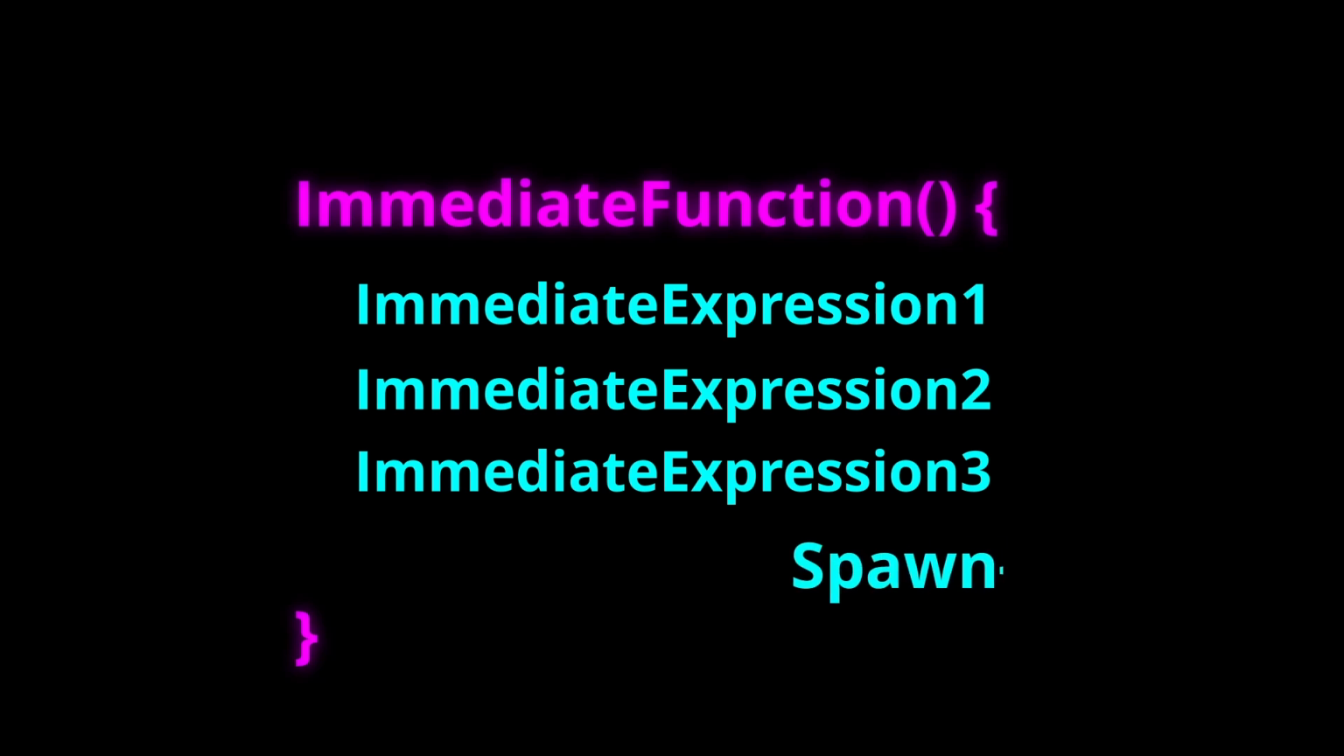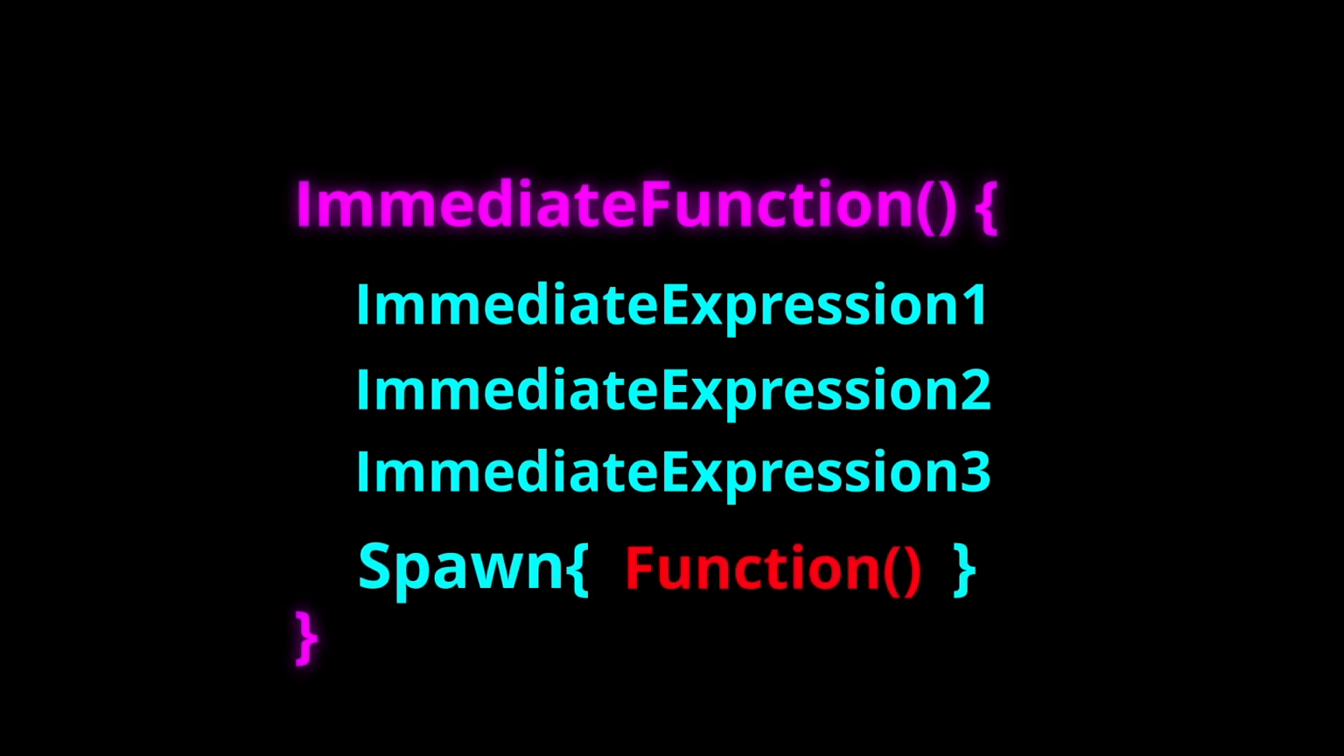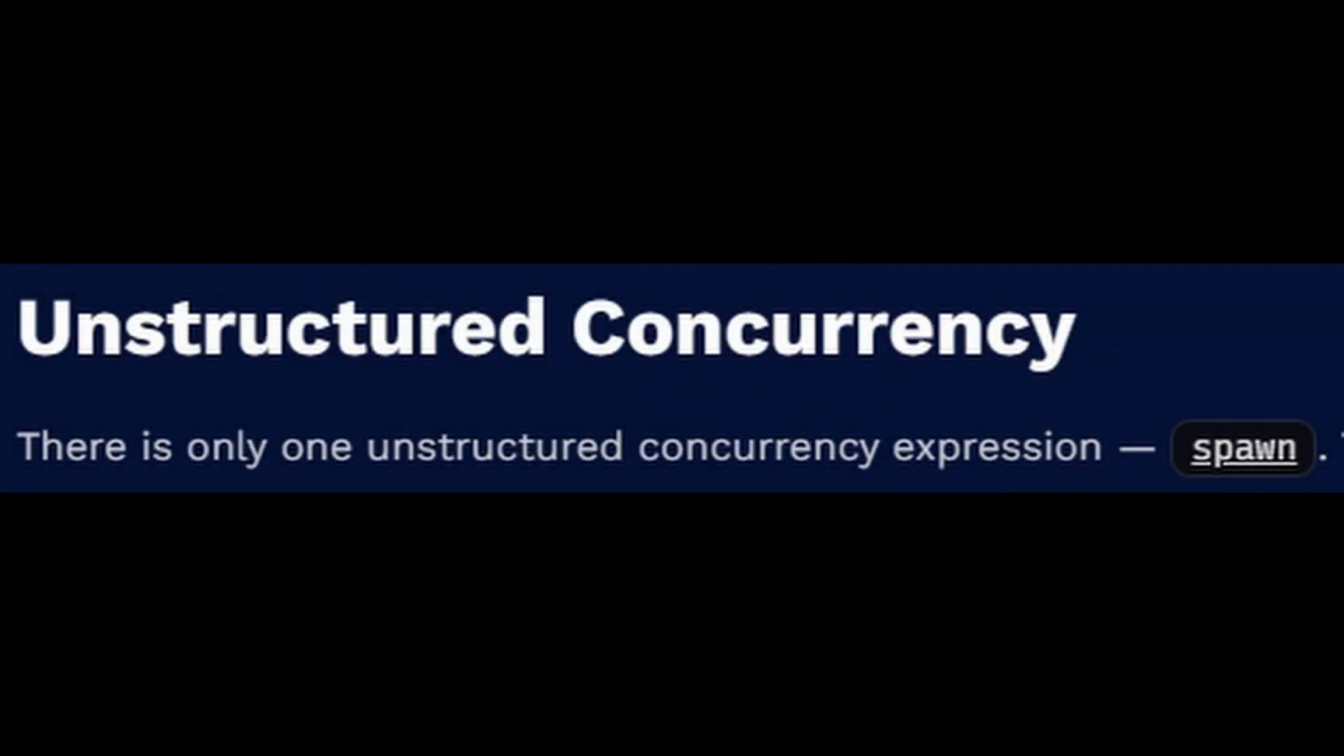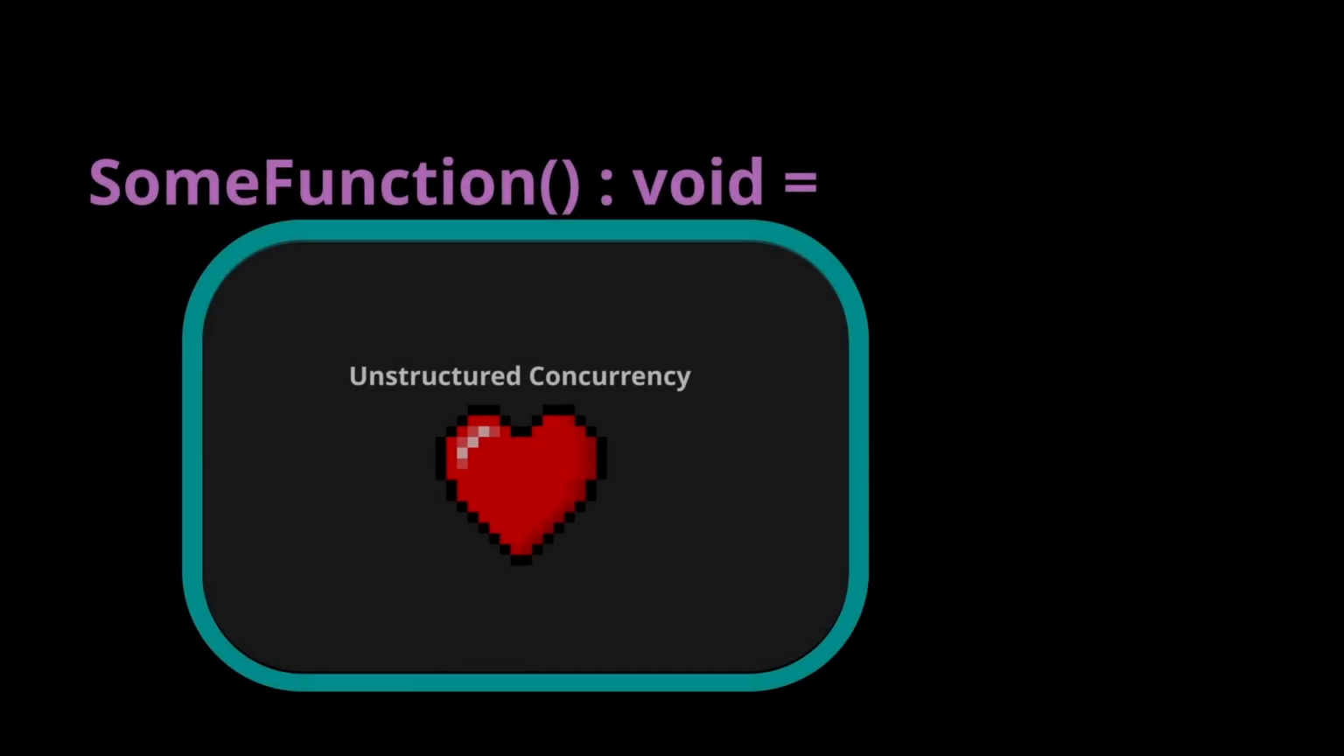As a result, this lets us use spawn inside an immediate context to call an asynchronous function, which will begin executing its code immediately. But why is spawn an immediate function? I mean, we're still calling an asynchronous function, right? Well, that's because spawn is the first and only unstructured concurrency expression inside of Verse. We know that any task created using unstructured concurrency can run even after the parent function has completed.